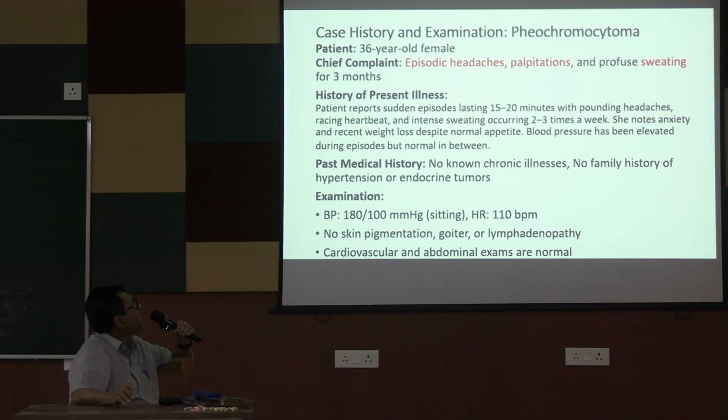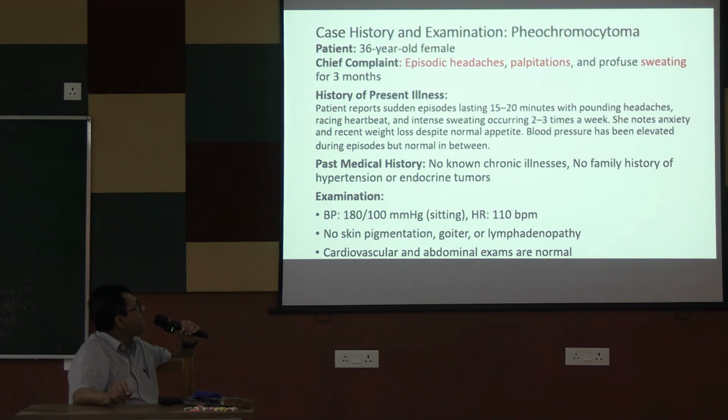In the history of present illness, patient reports sudden episodes lasting for 15 to 20 minutes with profound headache, racing heartbeat and intense sweating occurring 2 to 3 times a week. She noticed anxiety during the recent weight loss despite normal appetite. Blood pressure has been elevated during episodes but normal in between.